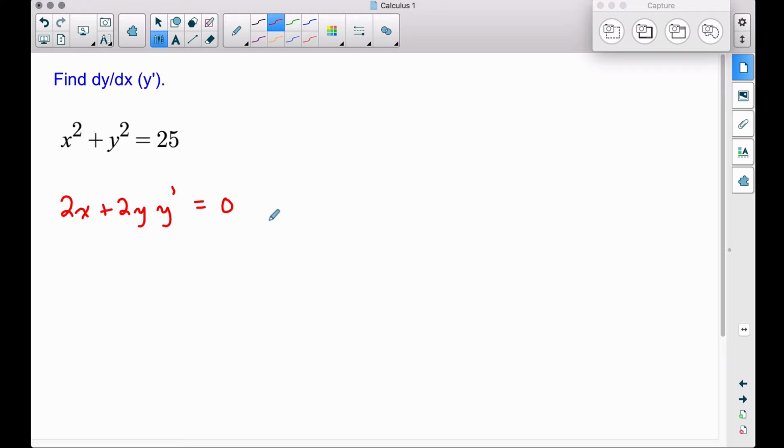Now let's just work on getting y prime by itself. First, I would move this 2x over to this side, so therefore we have 2y times y prime is equal to negative 2x. Let's divide by 2y, so therefore we have y prime is equal to negative 2x over 2y. Simplifying this down, y prime is equal to negative x over y.